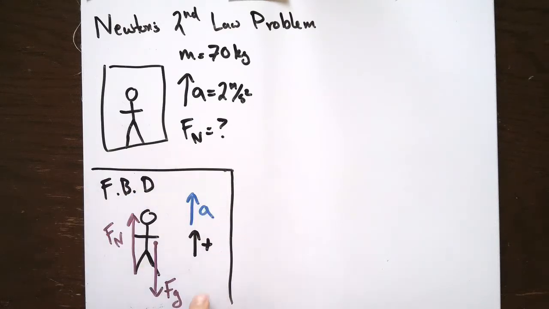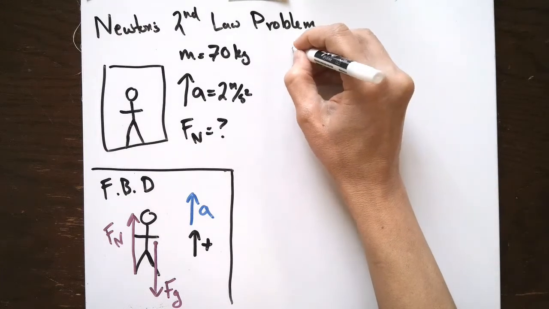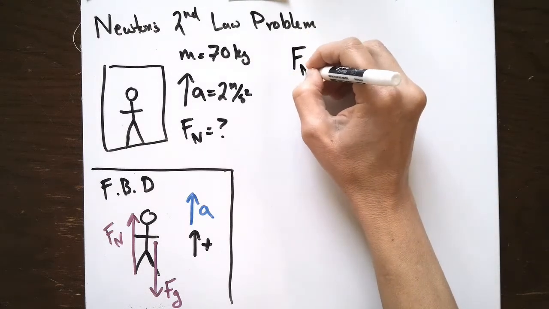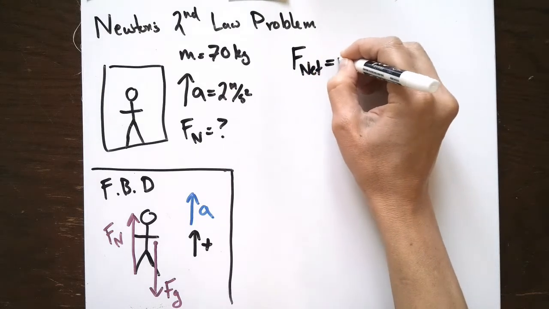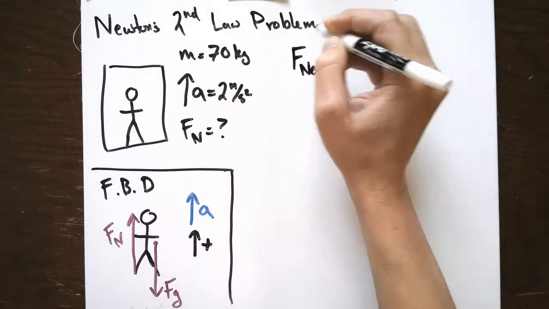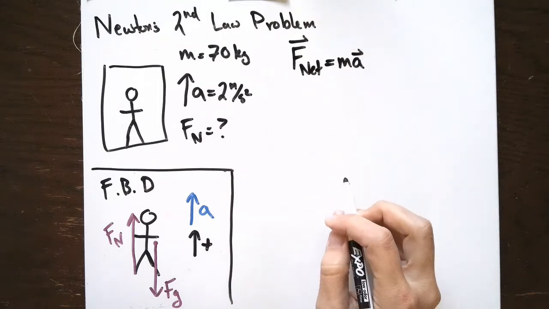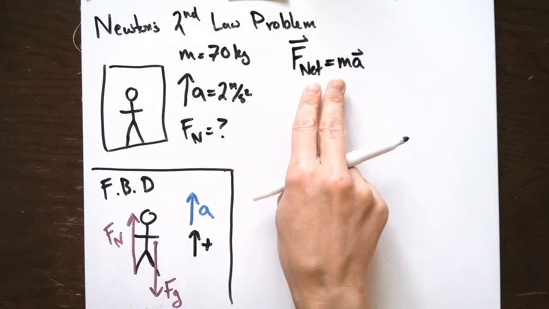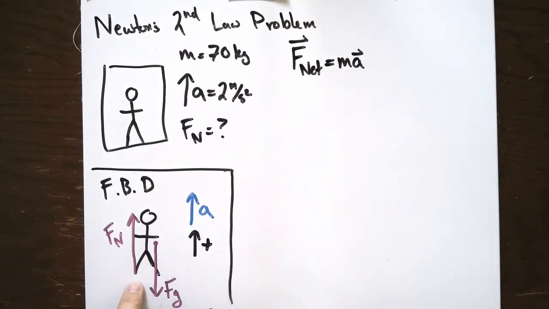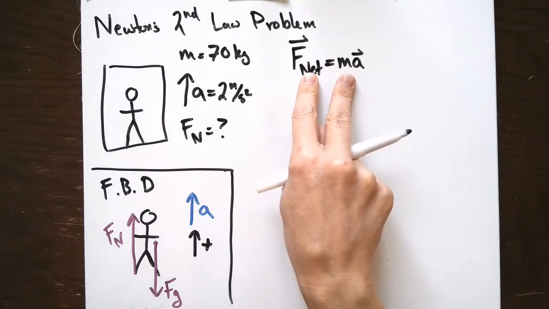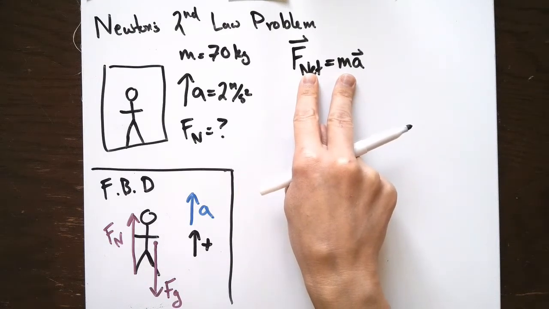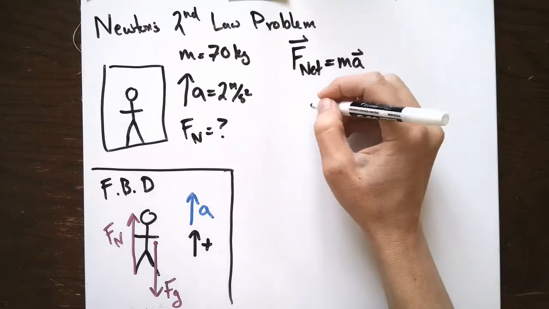Okay, so we've got our free body diagram. Now we're ready to use Newton's second law. So Newton's second law is the net force equals the mass times acceleration, and both the net force and acceleration are vectors. And we've only got vertical stuff here, so we don't need to write this in both vertical and horizontal components. We can just write it in vertical.